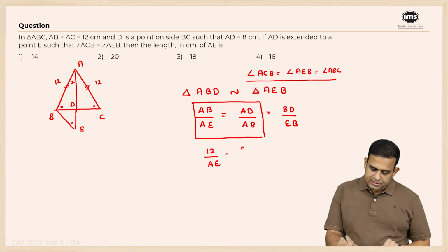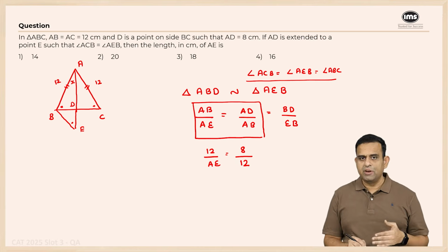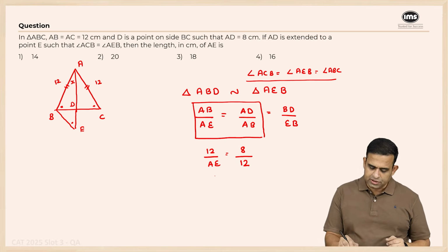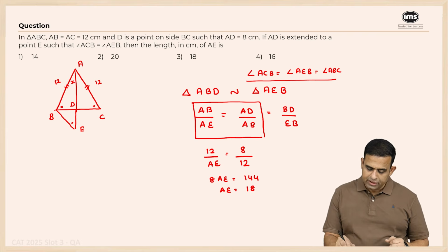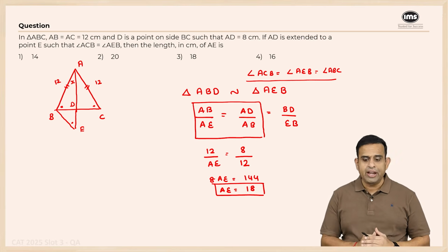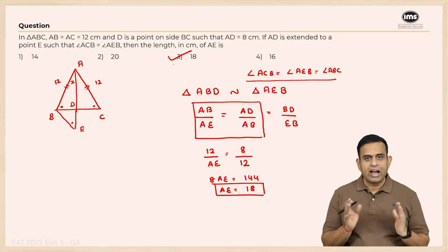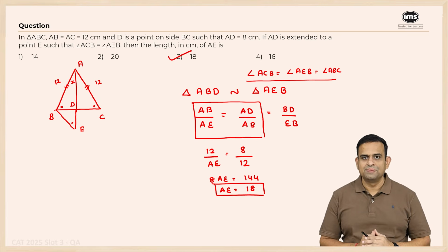AD is 8. AB is equal to 12. So now if I just do a simple cross multiplication, 8 times AE is equal to 144, 12 into 12. So AE will be equal to 144 divided by 8, giving you 18. So the required length of AE came out to be 18 centimeters. Hence, I can easily choose to mark option number 3 as the answer for this question.